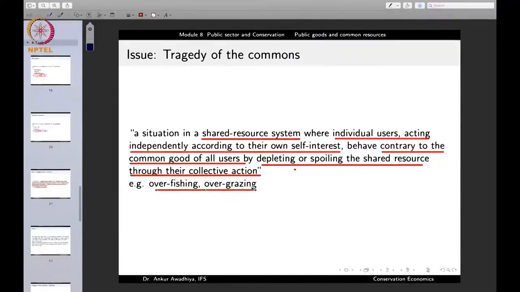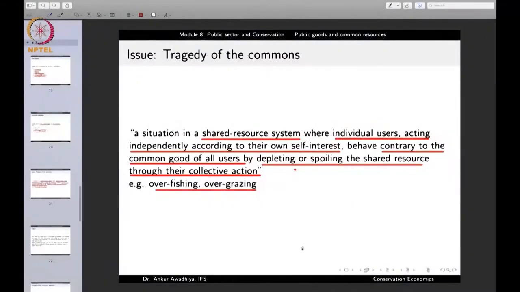Good examples are overfishing and overgrazing. So in the case of overfishing, any individual user, while acting in his own self-interest, would think that I should have more and more fish. I do not care whether these fish are being removed in a sustainable manner or not. The only thing that I care about is how much profit can I make? How many fish can I take out? But when everybody does this, then the whole resource gets depleted. Everybody is acting in their self-interest, everybody is doing the rational thinking, but still the resource gets depleted. So this is the tragedy of the commons.